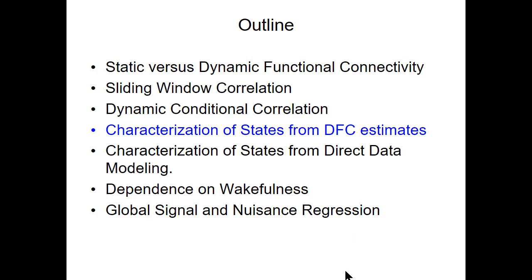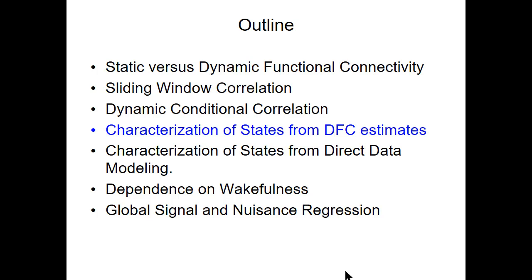Okay, so once you have the dynamic functional connectivity time series, you can do various different things on it. For example, you could look at the standard deviation of it. You can look at different frequency contents of it. There are many things you can do with a time series, and anything you can think of doing with a time series, you can do with the DFC time series.